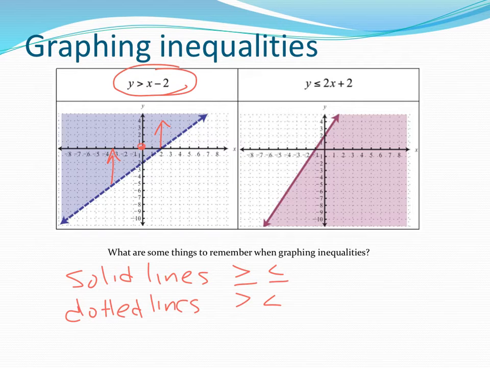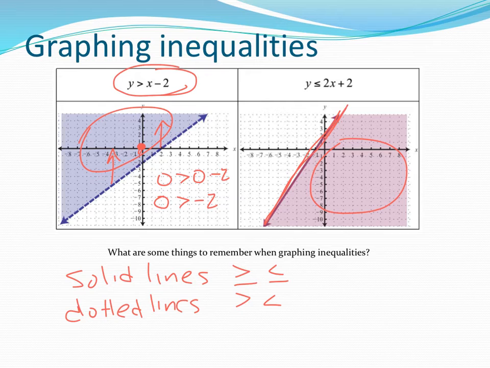So if I take the easy coordinate like 0, 0, is 0 greater than 0 minus 2? Well, 0 is greater than negative 2? Yes, that's true. That's why this point is in that region. That is the shaded region. Any point in this shaded region would satisfy this inequality.